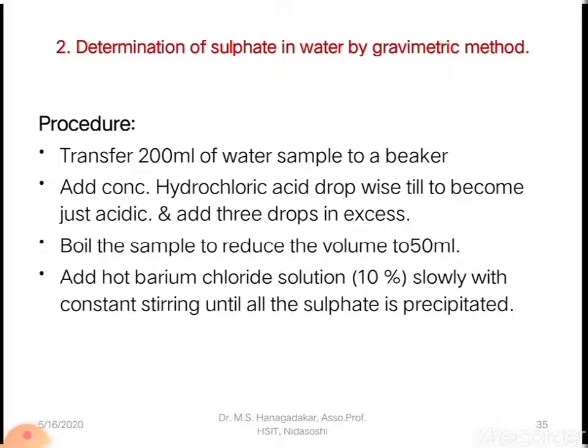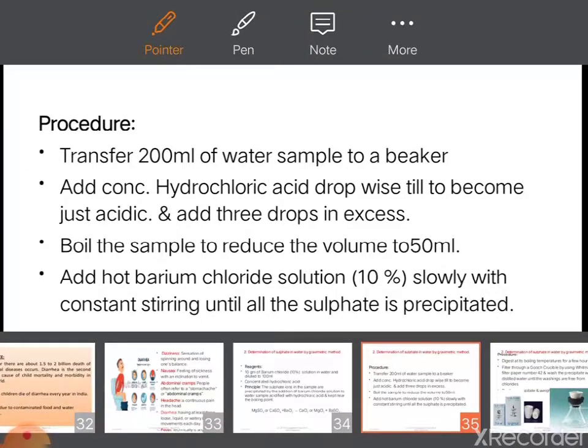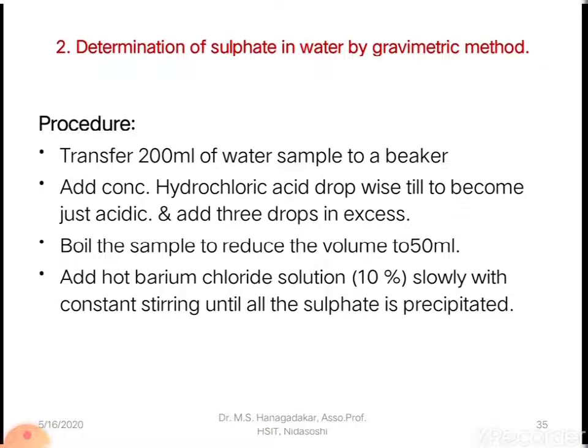Now the procedure follows like this. First step, transfer 200 ml of water sample into a beaker of 500 ml capacity. Then add concentrated hydrochloric acid drop by drop until it just becomes acidic. Test with litmus paper to confirm the acidic condition, blue litmus turning red. Then add 3 drops in excess. Then boil the sample to reduce the volume from 200 ml to 50 ml.